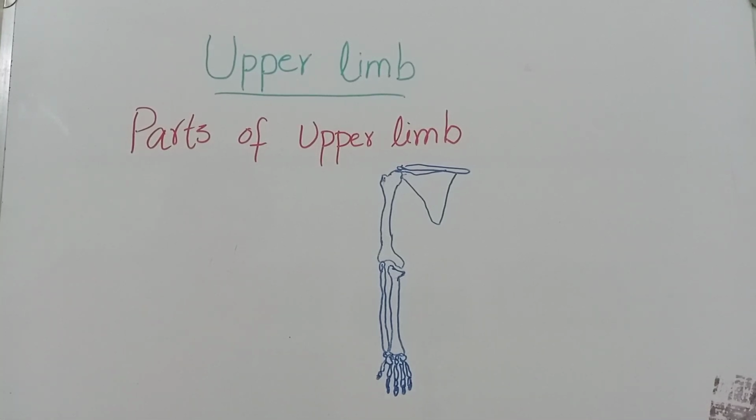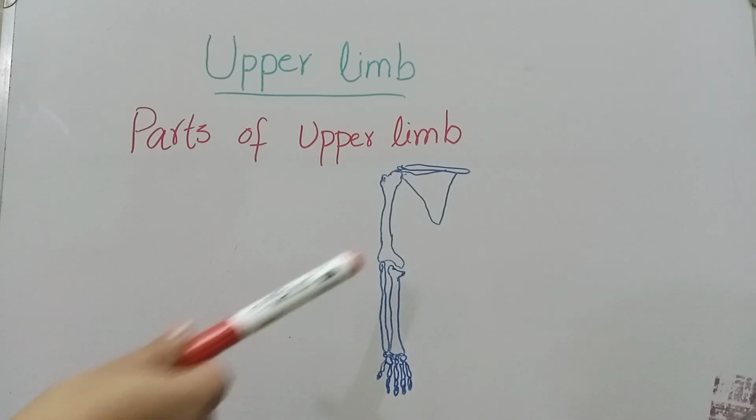Today we are going to start with upper limb. This is the first lecture of upper limb. First of all, we will discuss the parts of the upper limb. The upper limb is divided into four parts.